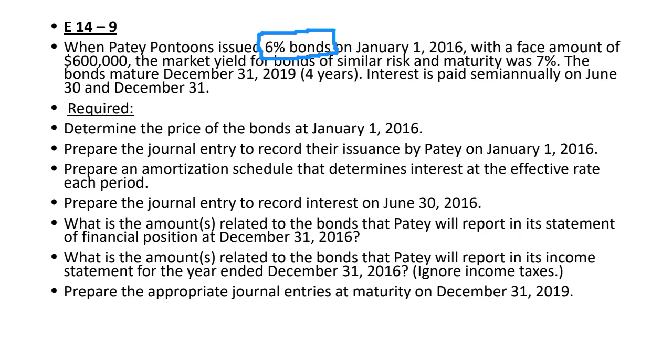The market yield of this bond, similar risk and maturity, was 7%. So this is the market interest rate. Okay, the bond matures at December 31st. That means it's 4 years. And the interest is paid semi-annually on June 30 and on December 31st. So before we start, as it's semi-annually, I'll start from the beginning, knowing first the number of payments.